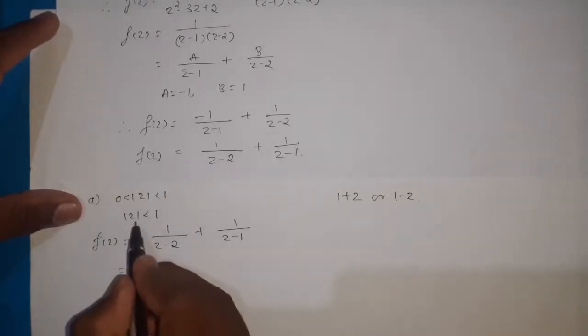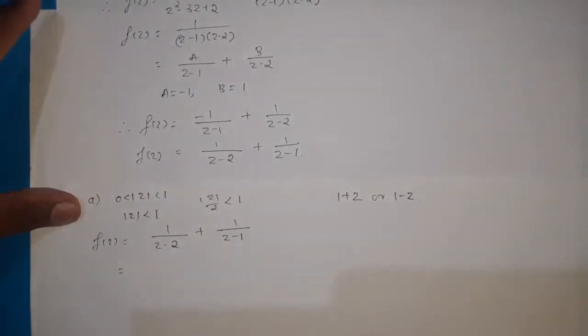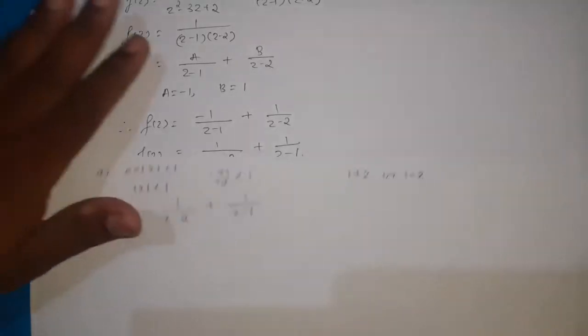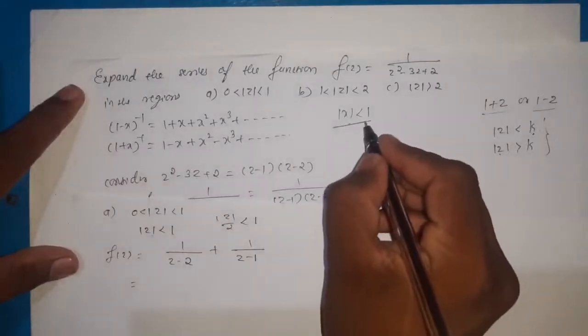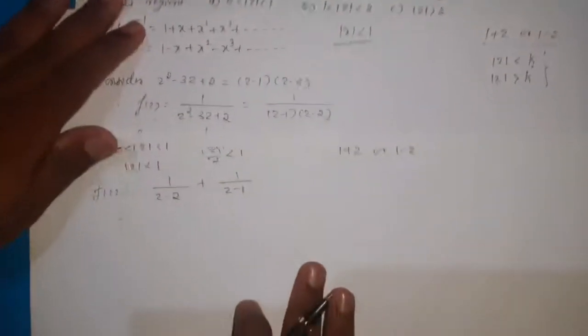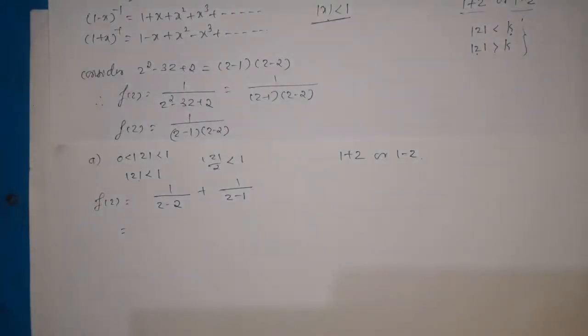Now since mod z is less than 1, we can say that mod z by 2 is also less than 1 here, because in the expansions of 1 plus x whole power minus 1 and 1 minus x whole power minus 1, only if mod x is less than 1 can we apply these two expansions. Therefore, to expand these two, we need to reduce the term to less than 1, either by taking a constant outside or by taking the z outside. Whenever mod z is less than some constant, take the constant outside, and if mod z is greater, take that z outside from the given factor.